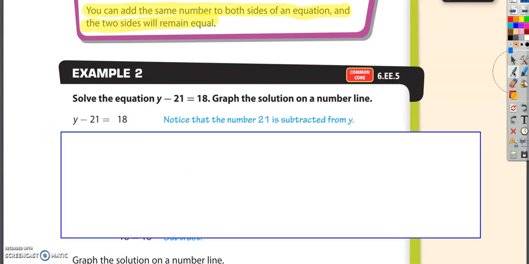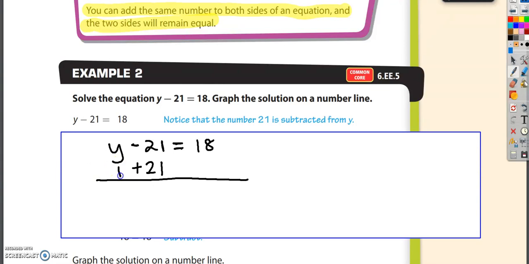I've got y, the equation is y minus 21 is equal to 18. And if you're thinking back to the previous page trying to figure out how to solve this, we're going to go up to our highlighted sentence. It says you can add the same number to both sides of an equation and the two sides will remain equal. So I want to remind you that we're trying to isolate this y. And I've got minus 21. Well, how do I get minus 21 up to nothing? I would add 21. What's minus 21 plus 21? Well, it's 0, which is the whole point. I'm trying to isolate the variable, so I would get y is equal to.